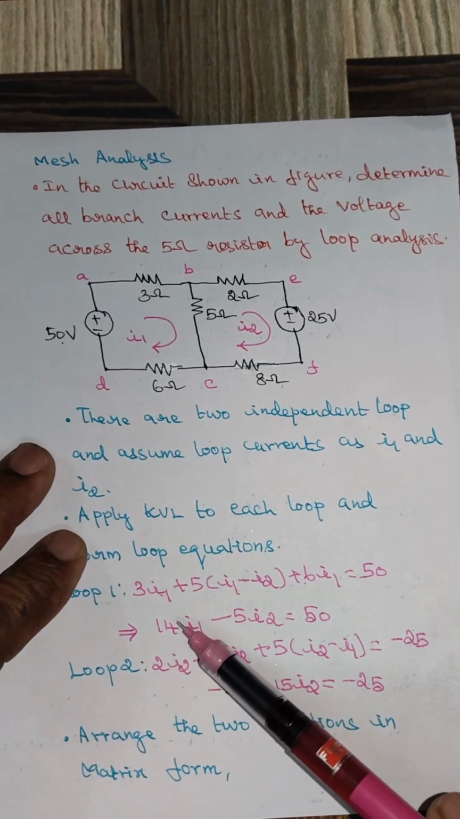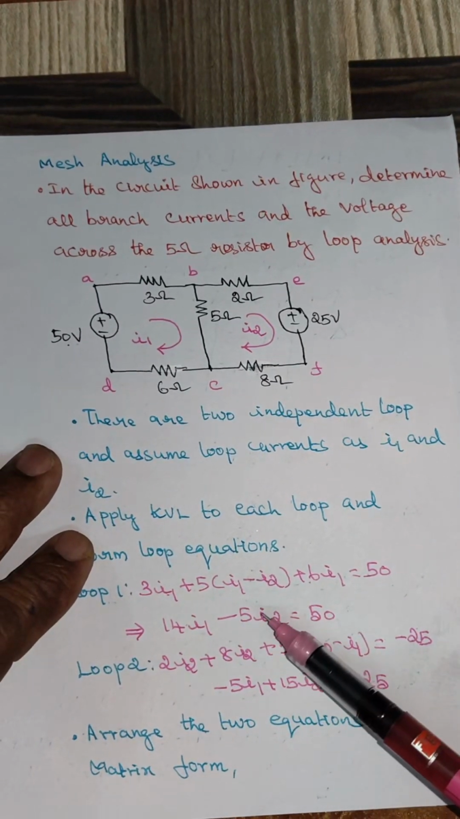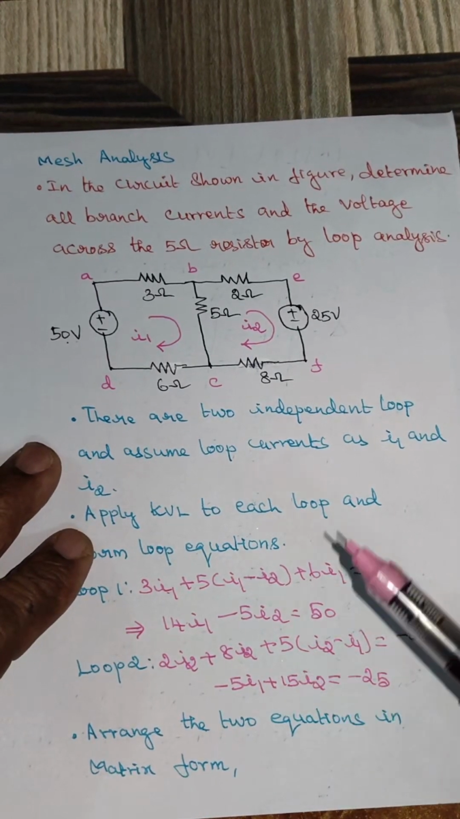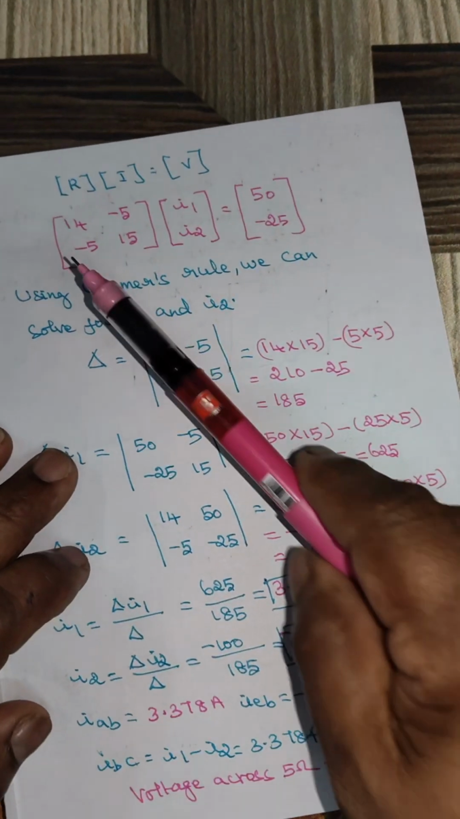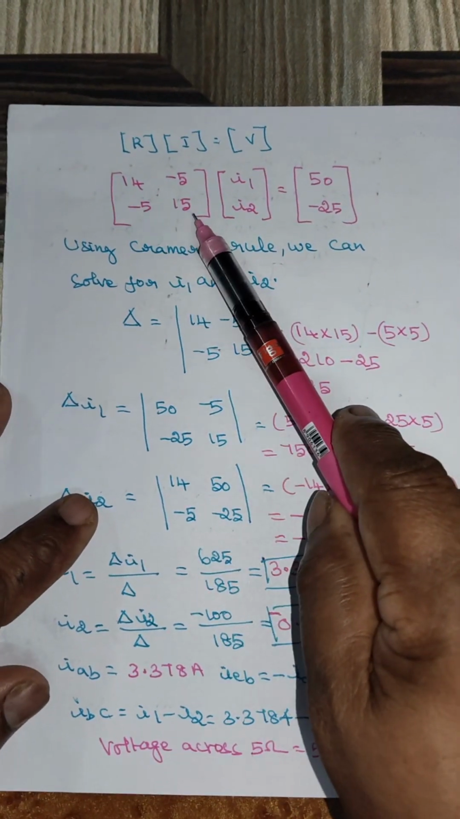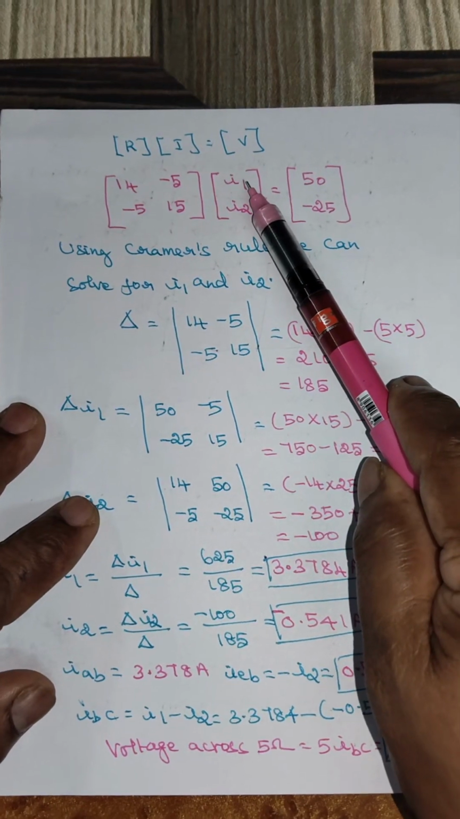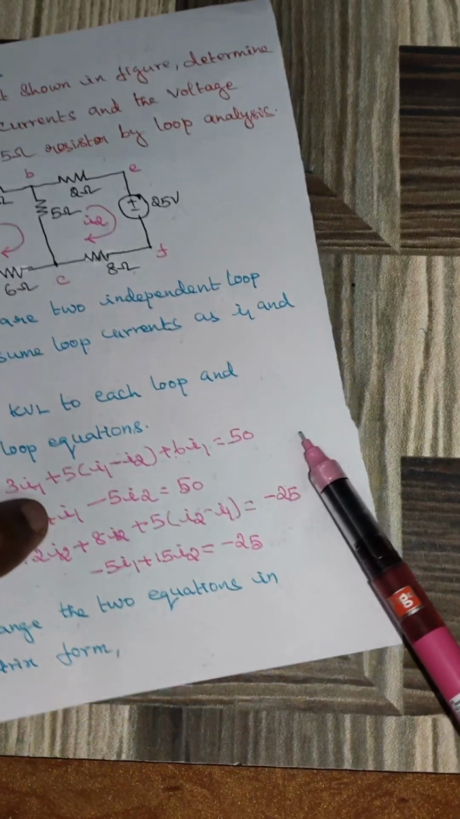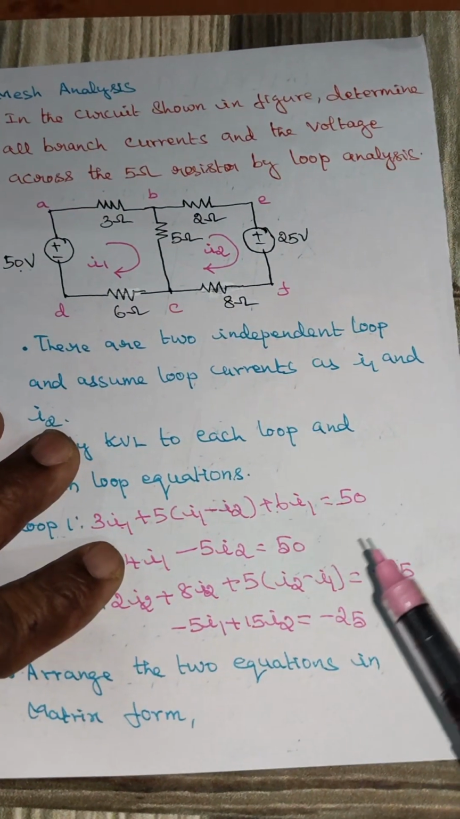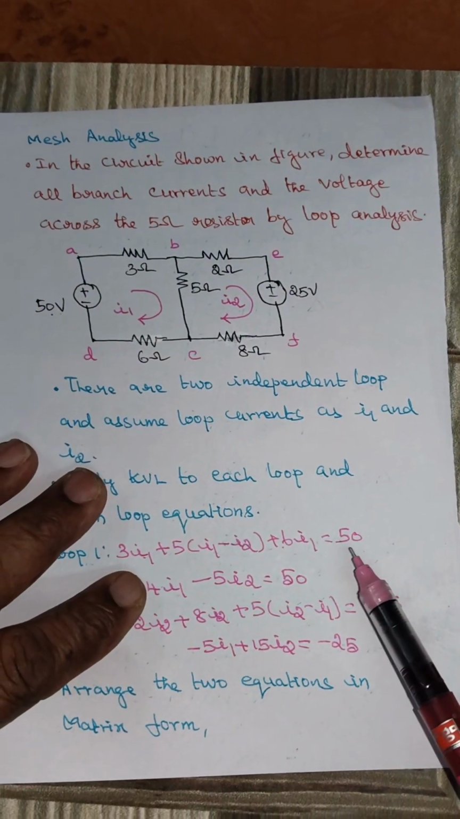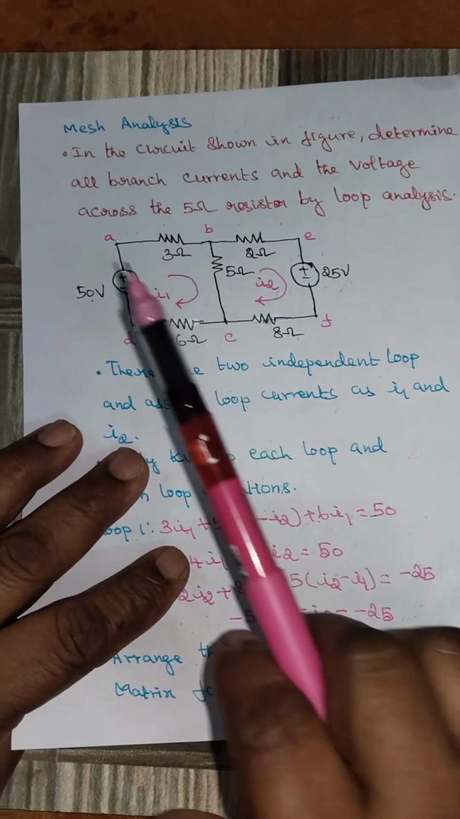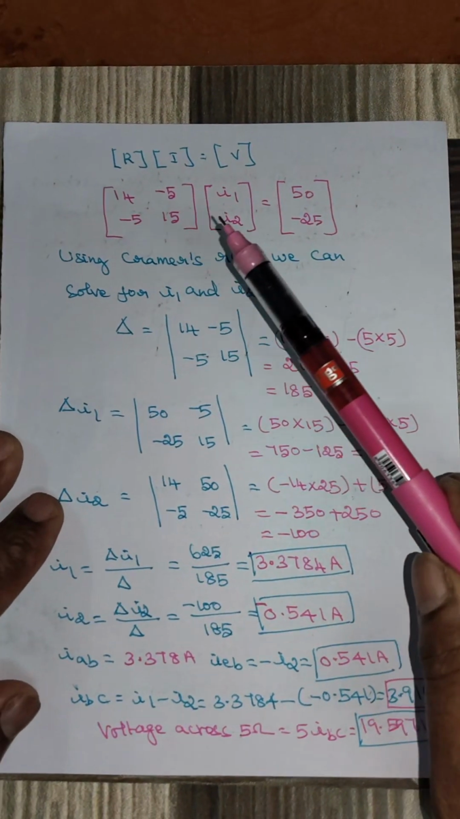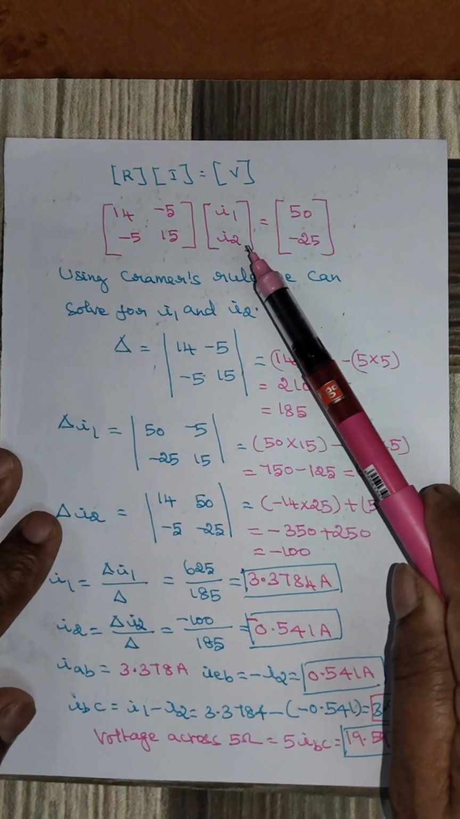Here the coefficient of I1 is 14 and the coefficient of I2 is minus 5, and here the coefficient of I1 is minus 5 and the coefficient of I2 is 15. So this matrix will be [14, minus 5; minus 5, 15], and there are two loop currents, so this will be [I1; I2], and this is the voltage value. Here the voltage values are 50 and minus 25, so this will be equal to [50; minus 25]. Now we are going to solve this equation using Cramer's rule.